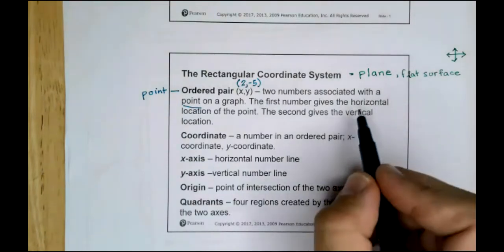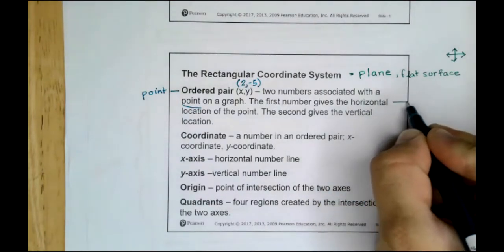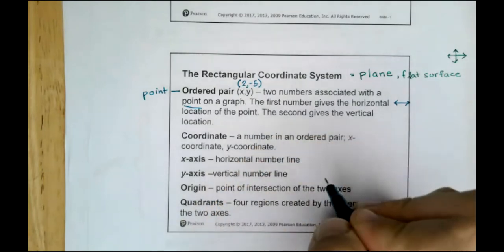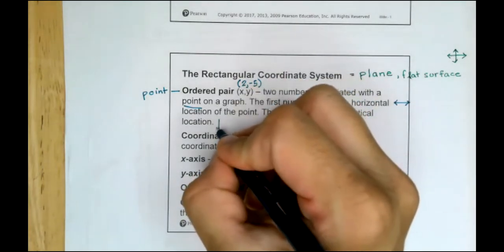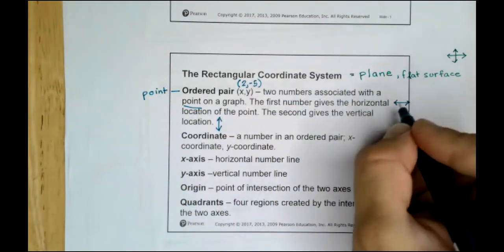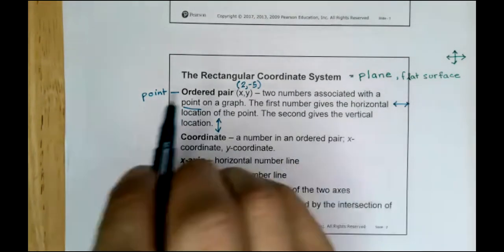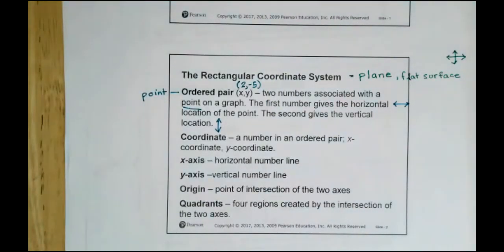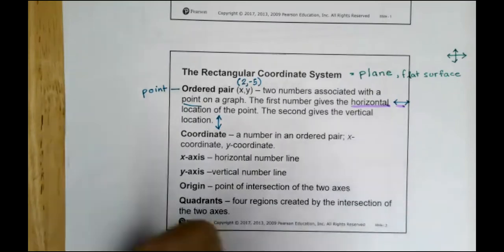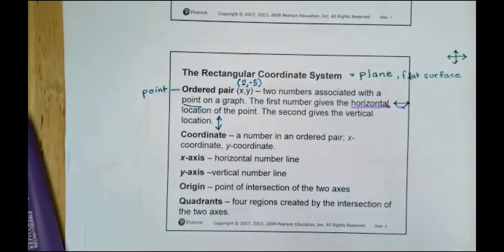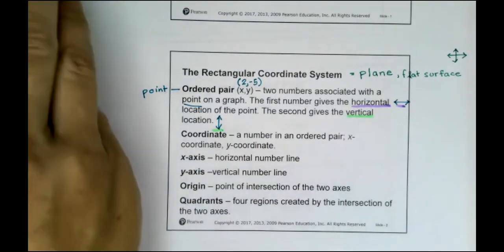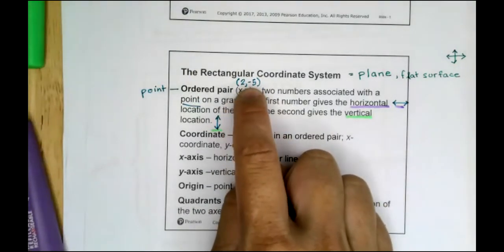The first number gives the horizontal location of the point. Horizontal is like horizon, the sun comes up over the horizon. The second gives the vertical location of the point. So vertical always means up and down. Horizontal always means left to right, like the horizon, okay? So this guy's horizontal. That is vertical, okay? So I made up a point, 2, -5.